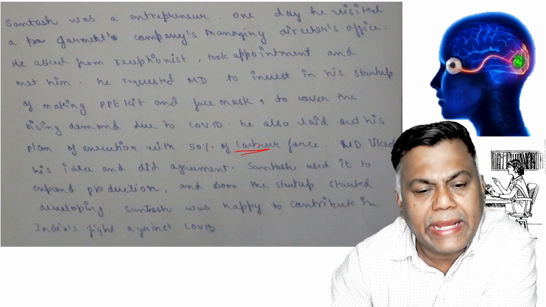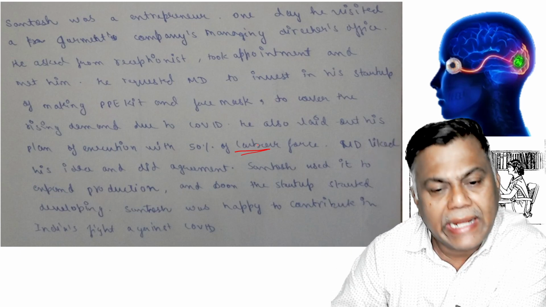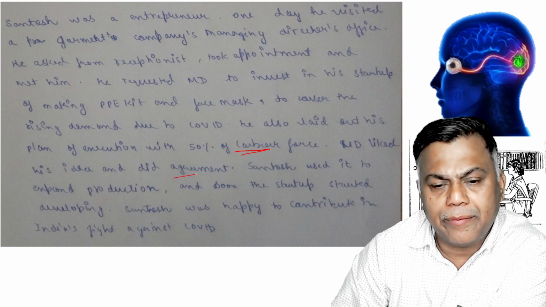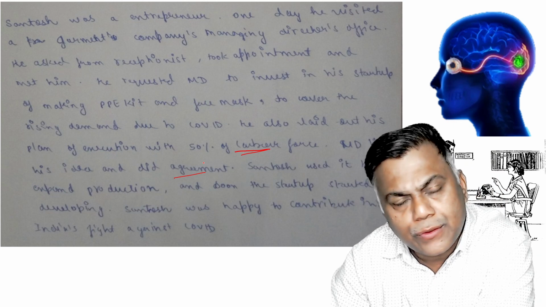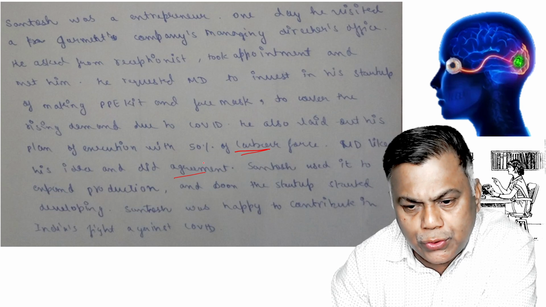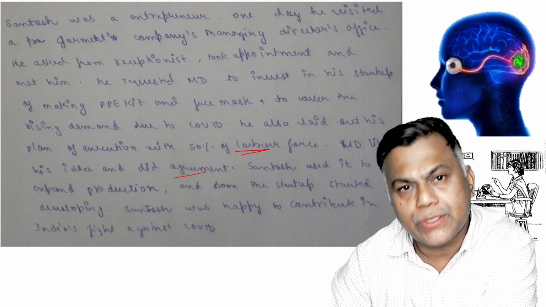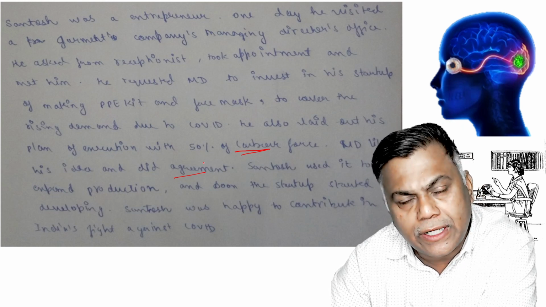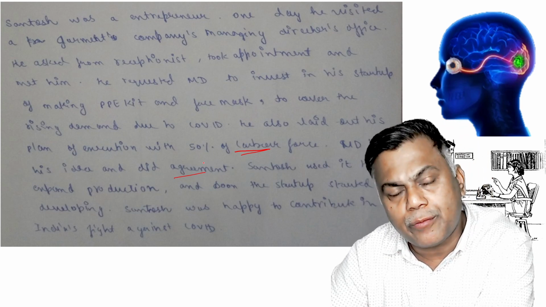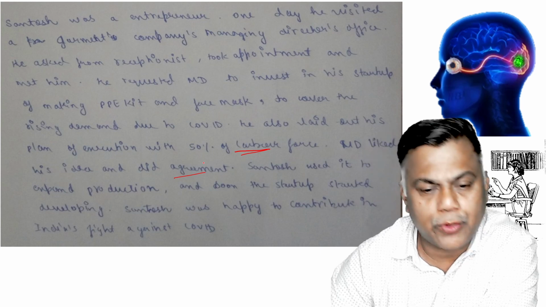So the managing director liked this idea and did an agreement. So both of them had an MOU. The MD said we will invest money in your startup. Santosh used it to expand production. So Santosh was already a small startup. With this investment, he expanded it. So large number of PPE kit production and large number of mask production.